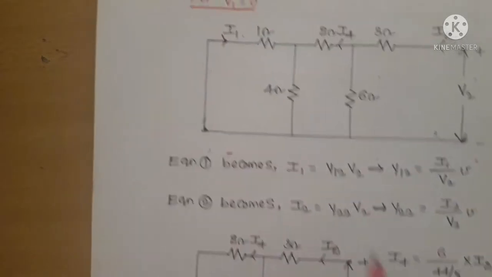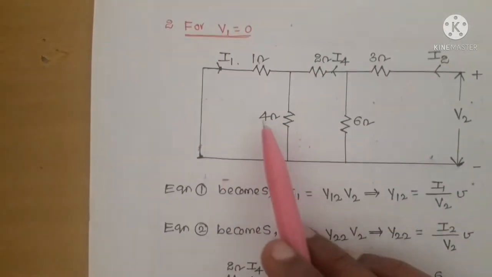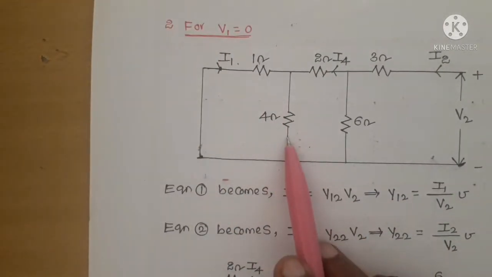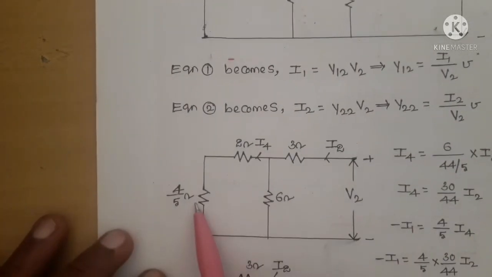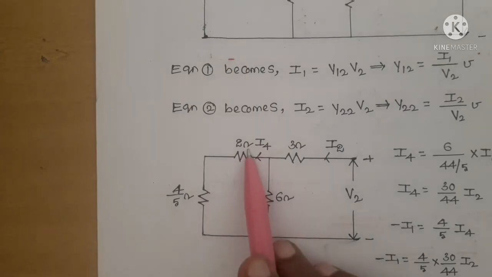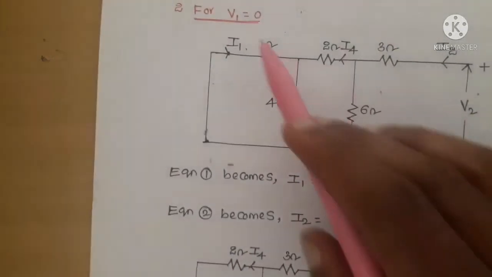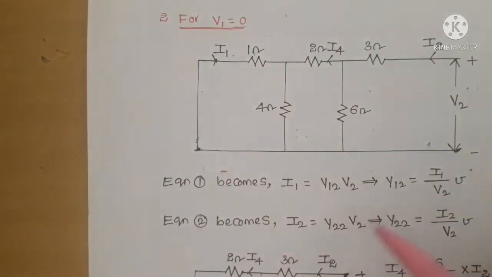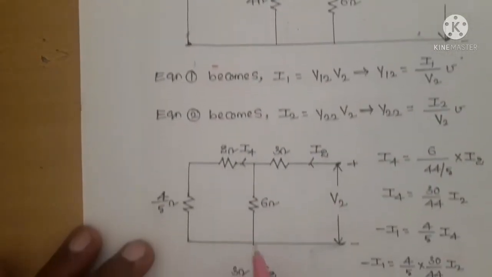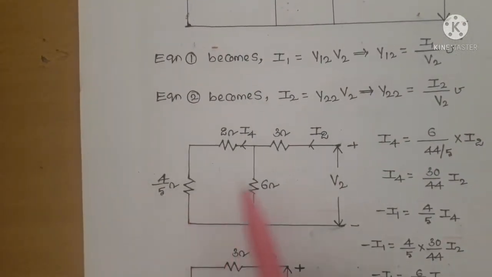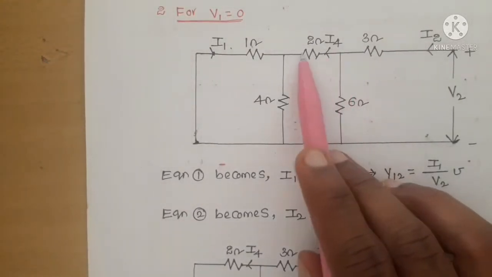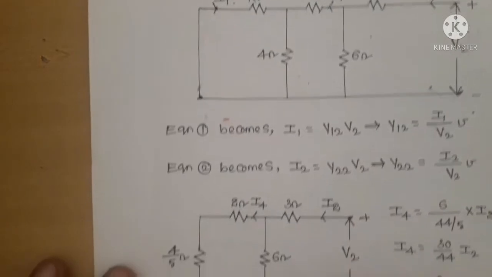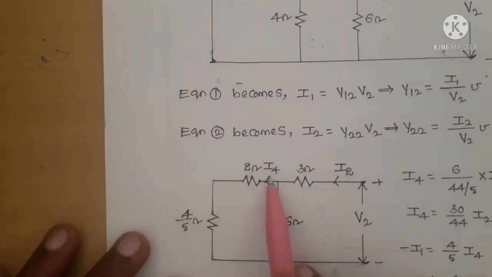Here these two are in parallel. 1 ohm and 4 ohms are connected in parallel, so 1 into 4 by 1 plus 4, which is 4 by 5 ohms, and 2 ohms. For these two resistors connected in parallel, I am replacing that with one resistor, 4 by 5 ohms. If we insert current I4, I4 is the current in this 2 ohm resistor. So here also I4 is the current in the 2 ohm resistor.